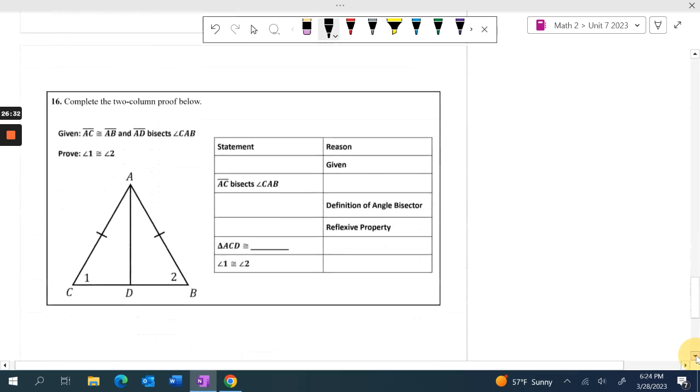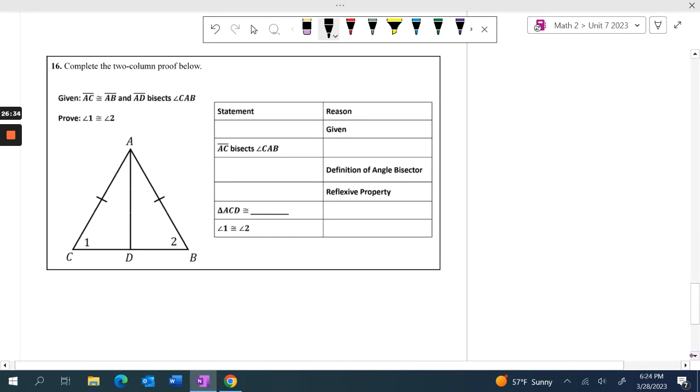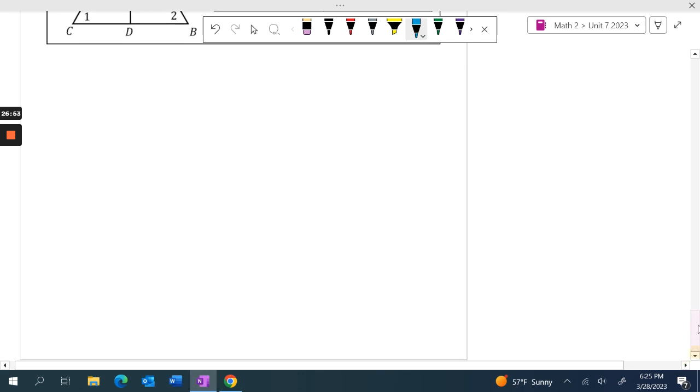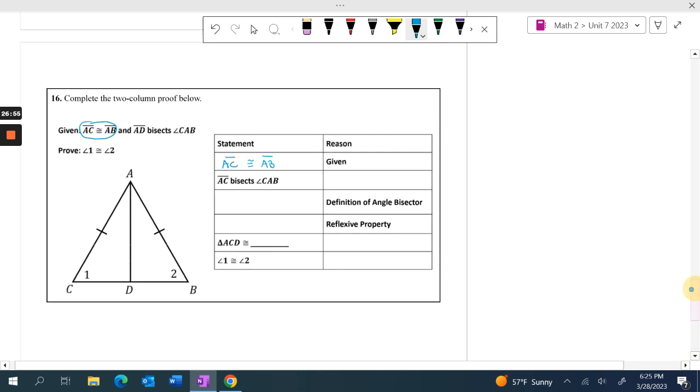Number 16, completing the proof. A to C is congruent with A to B. That's my first given. Notice, that's my first given. So that's what I put in my first statement. A to C is congruent with A to B. Now, the reason bank that was for number 15 does not apply to number 16. Okay, and there's no reason bank for number 16. So I actually have to come up with these myself.